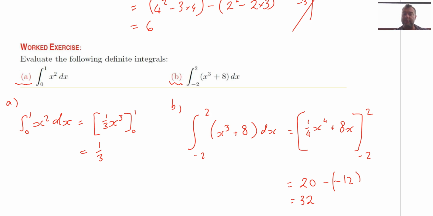And that's it. That's how you evaluate a definite integral. I've done it for a few different things. That's all you need to do for now. Check that out. We will work through a bunch of these in class, and I'll be there to answer any questions. Thanks, guys.